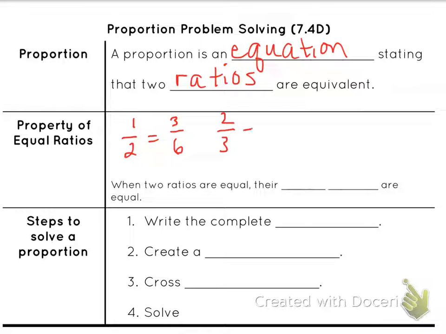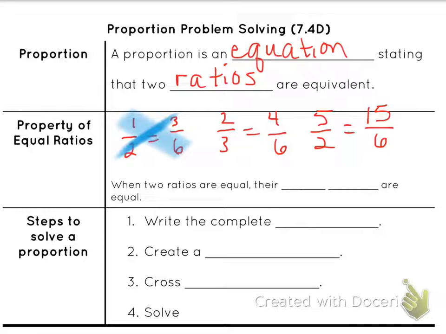2/3 and 4/6 are equal. 5/2 and 15/6 are equal. And when you do that, their cross products are equal.